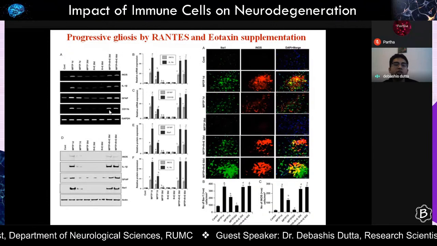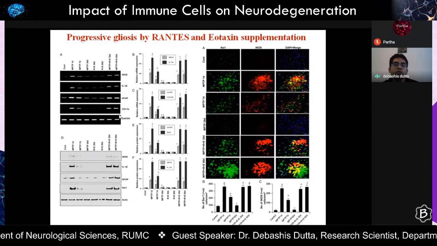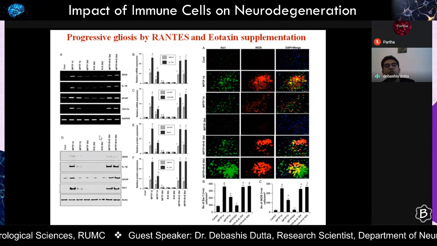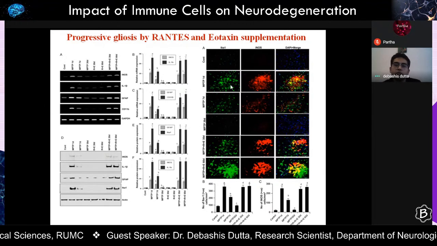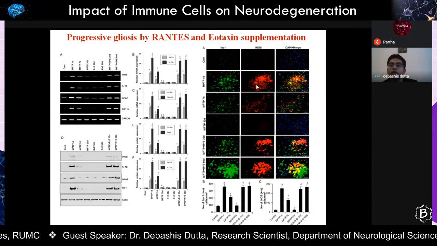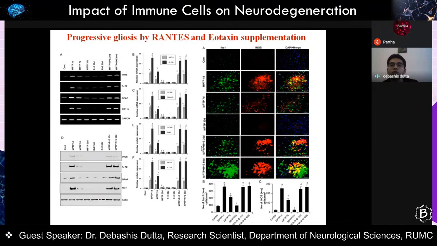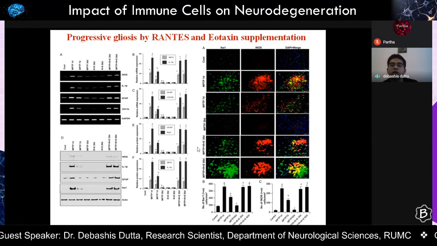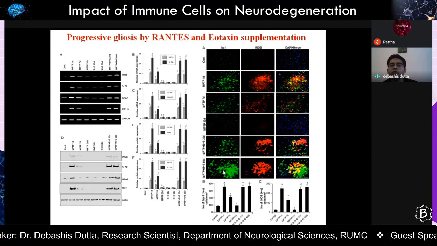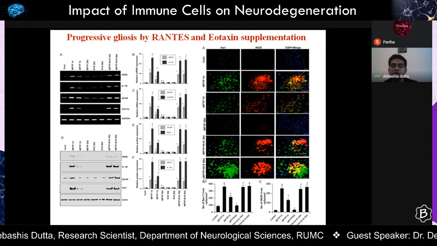there is a continuous glial activation within the brain, as revealed by qPCR of different pro-inflammatory molecules as well as Western blot analysis, like iNOS, IL-1 beta, GFAP and IBA1. These are all glial markers. And by immunostaining also, with MPTP, after 1 day there is a lot of gliosis happening within the brain, but after 7 days it is coming down. But those mice which are getting continuous RANTES and eotaxin supplementation from outside still have that presence of gliosis, even after 30 days or 60 days of MPTP injection.